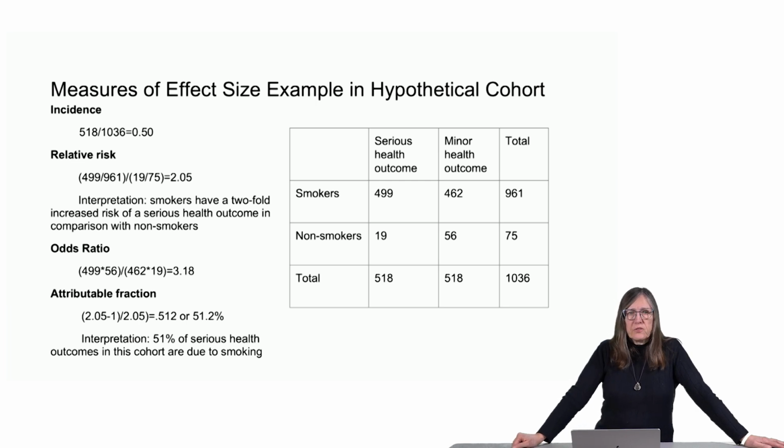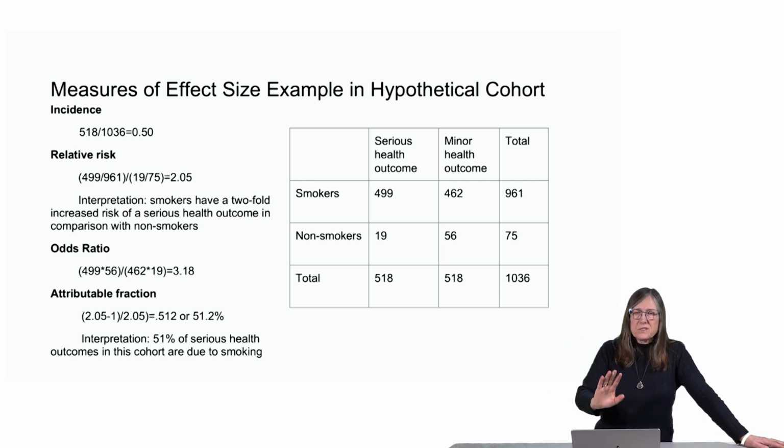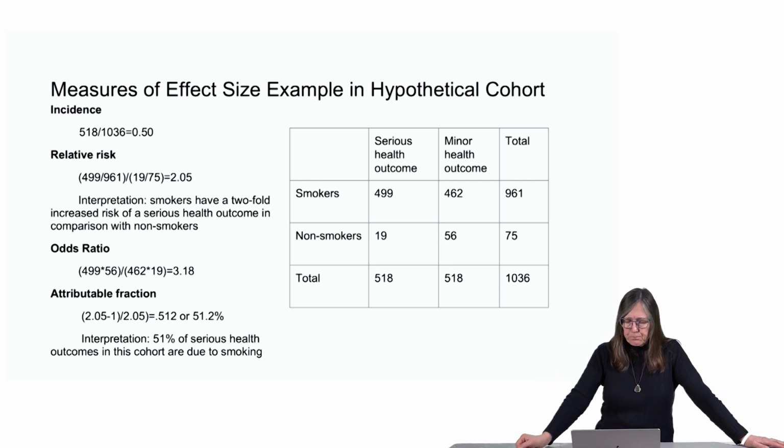All right, measures of effect size: incidence, relative risk, odds ratio, and attributable fraction. Pulling that all together from a 2x2 table. So smokers and non-smokers, a common thing to target, again, associated with so many health outcomes. I've just put serious health outcomes. It could be lung cancer, colon cancer, or heart disease. Many serious health outcomes are associated with smoking, obviously.